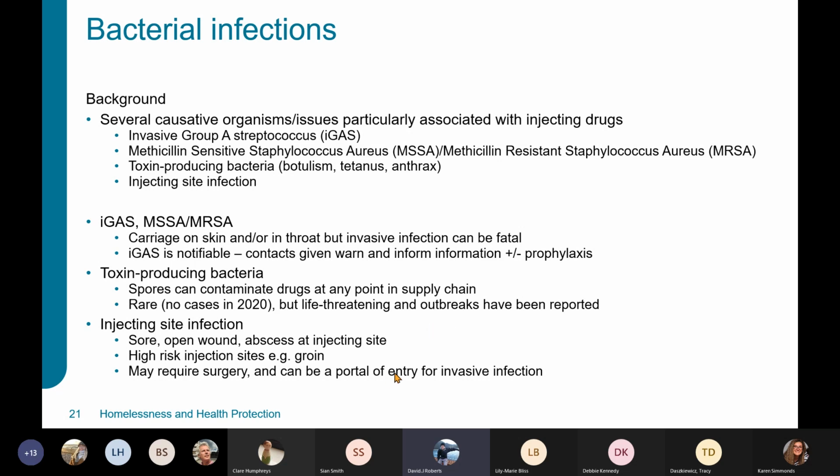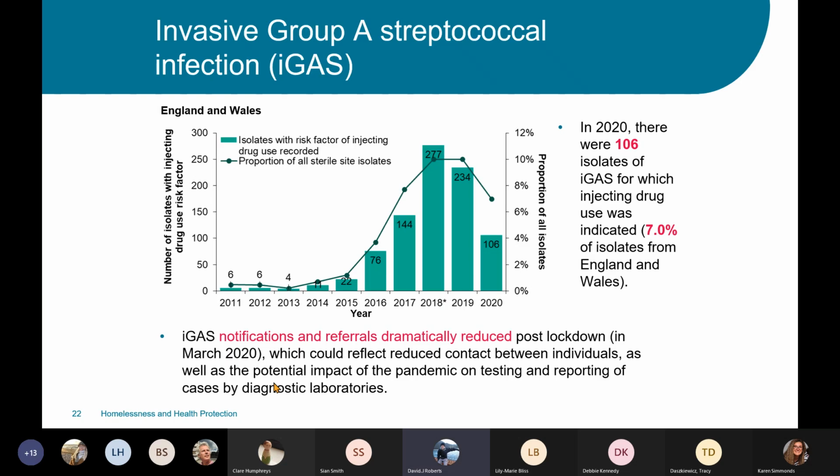For the toxin-producing bacteria, there's real public health significance because the spores can contaminate drugs at any point in the supply chain. Fortunately, it's very rare. I mean, it says in this Shooting Up report, there are no cases associated with these in 2020, but we can see outbreaks, and they can be extremely serious when they do occur. And then finally, injecting site infections can be sore and open wound, and it's particularly associated with high risk injection sites where there's more likely to be bacterial colonization on the skin, for example, in the groin. And these can be serious because they can lead to surgery and, as I said, be a portal for more severe infection as well. Okay, next slide, thank you.